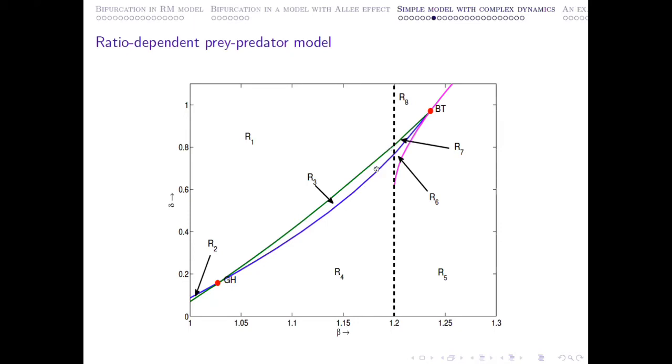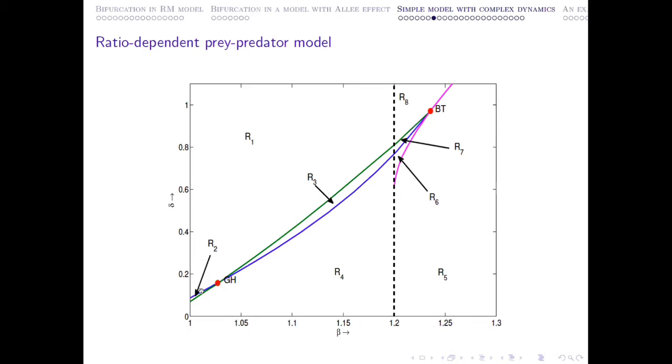Hopf bifurcation curve and saddle node bifurcation curve, they intersect at a point which is called Bogdanov-Takens bifurcation point. And from that point itself, there exists a global bifurcation curve. In this case, it is homoclinic curve until it does not intersect this vertical line. But after this point, it becomes a heteroclinic bifurcation curve. And on the Hopf bifurcation curve, you will find a generalized Hopf bifurcation point.